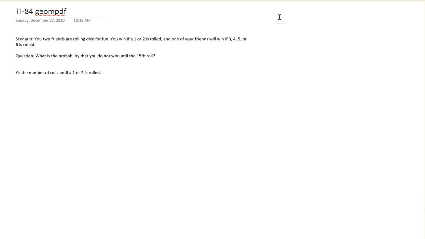Today we're going to be continuing my video series on TI tips, and in particular looking at how to use the geometric PDF function on your TI-84 calculators.